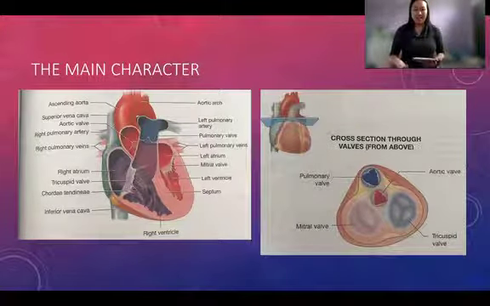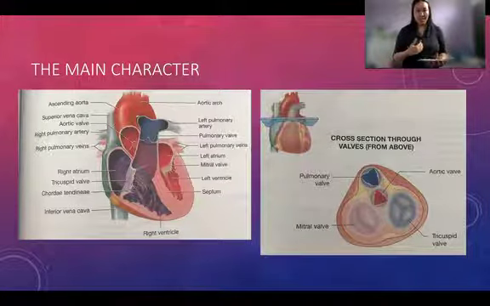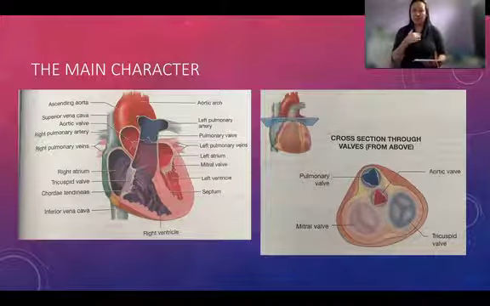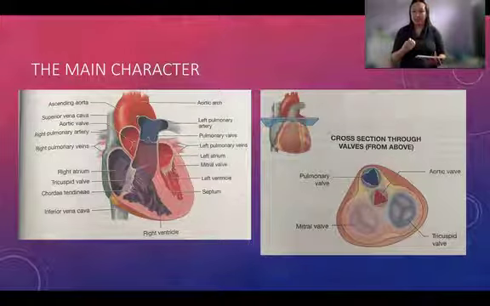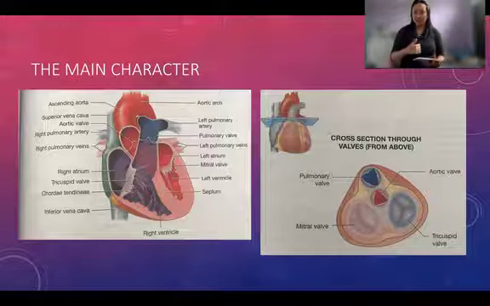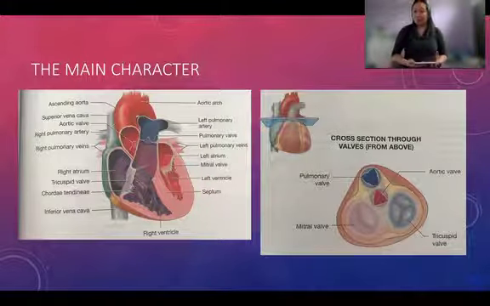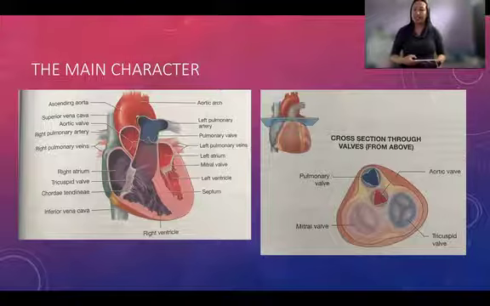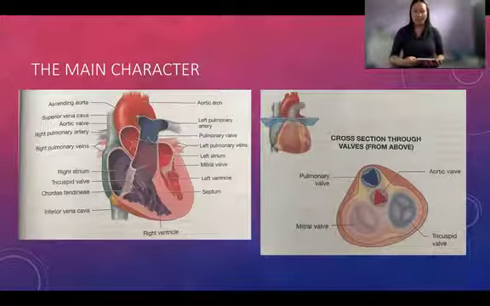And then the reoxygenated blood returns to the left atrium, and then the bicuspid valve, also known as the mitral valve, opens to allow the blood to flow into the left ventricle, where the heart beats yet again to release the oxygenated blood through the aortic valve into the aorta and through the superior and inferior parts of the body.